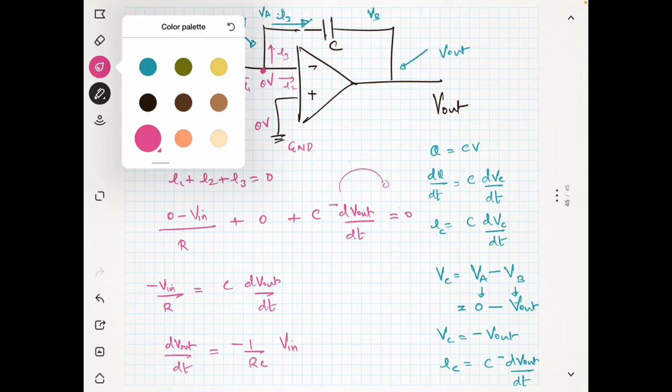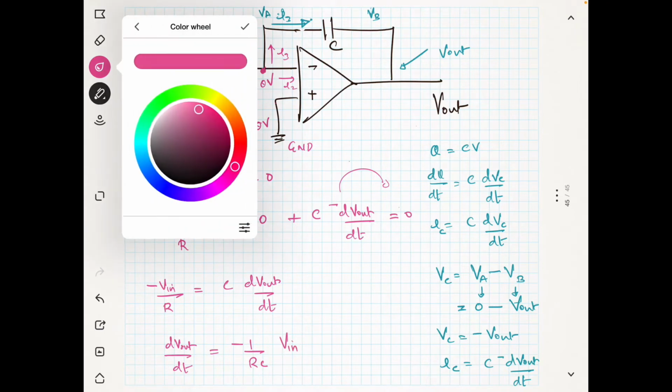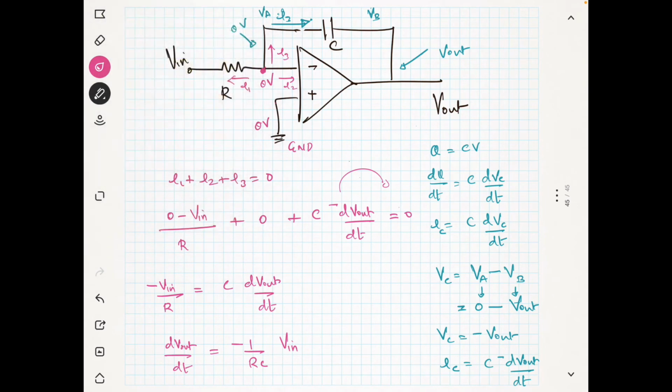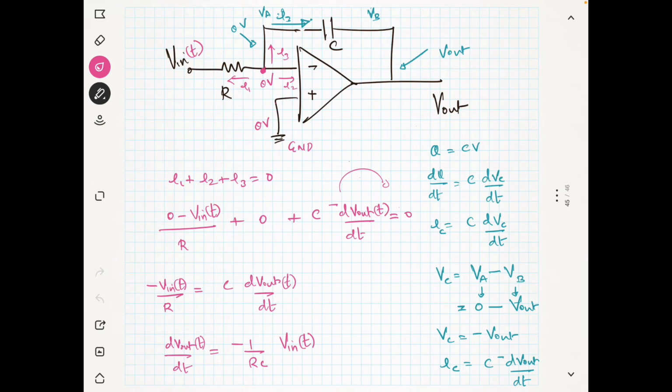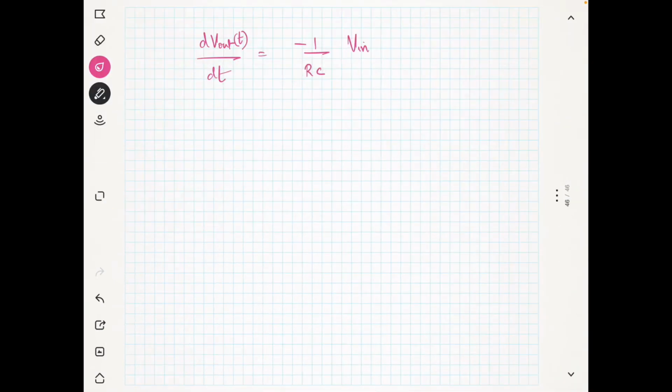Okay, so my V in may be a function of time, so I will not just use V in. I will assume that this is a function of time, V in of t. If I assume V in is a function of time, my output is also a function of time. Everything is a function of time. So now I will rewrite this equation: dV out of t by dt is equal to minus 1 by RC into V in of t. So how can I find my output?